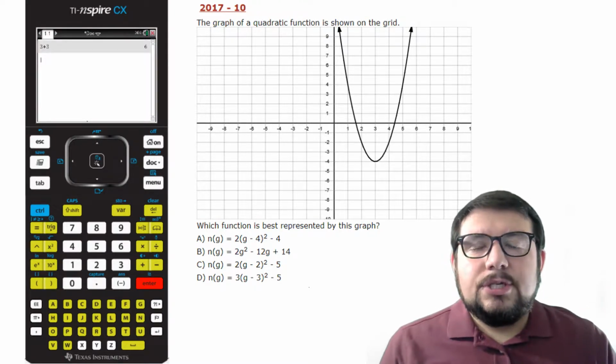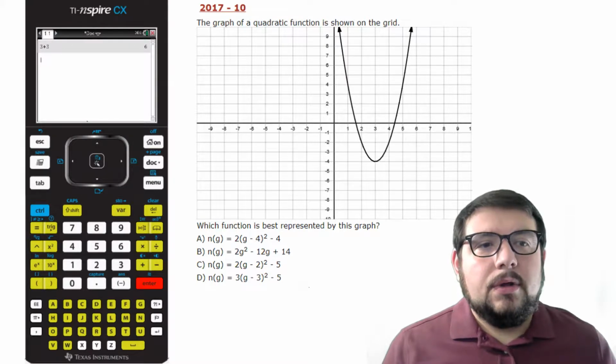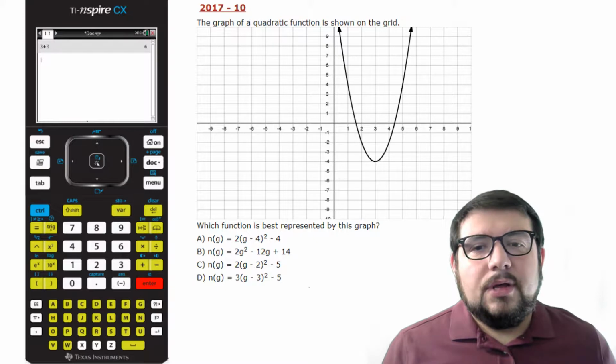Today we'll be solving question 10 from the 2017 Algebra 1 STAAR using the TI-Nspire calculator. So let's get started. The first thing we need to see is that the graph of a quadratic function is shown on the grid. Which function is best represented by this graph?